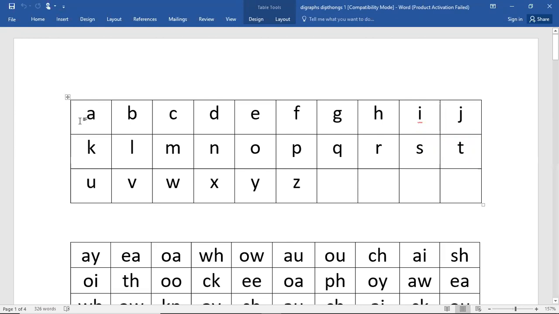We'll start with the letter A, B, C, D, E. Here comes an airplane, kids. It's going to get loud. F, G, H, I, J, K, L, M.